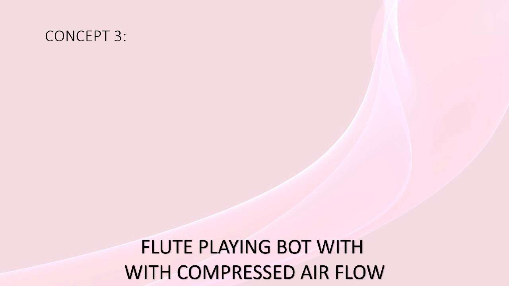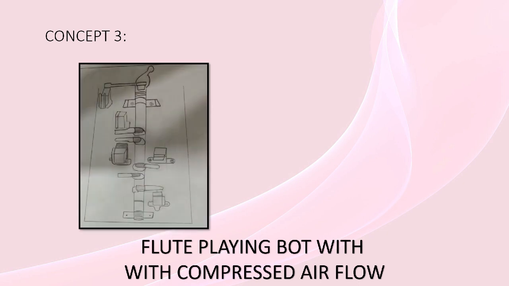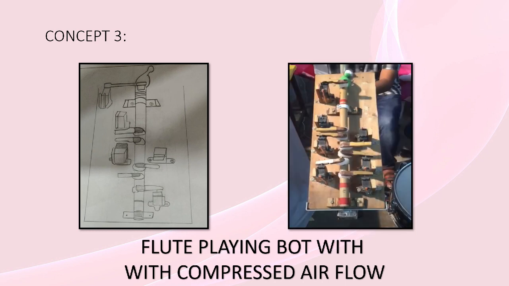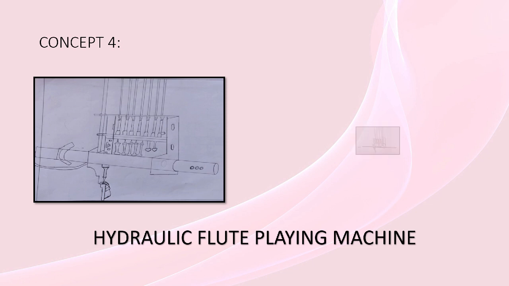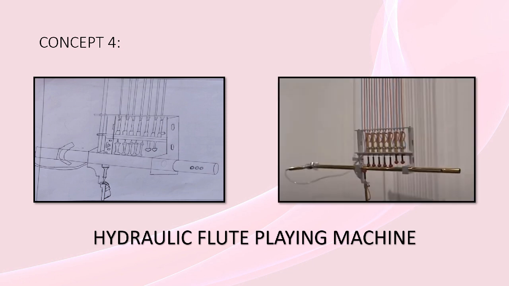The third generated concept is flute playing bot with compressed airflow. This concept includes several plastic caps which act as human fingers, leading to the creation of sound. The airflow to the flute is provided in a compressed manner by the automatic air blower. The last generated concept includes hydraulic flute playing machine. Several hydraulic tubes act as human fingers and help in playing the tune. The airflow to the flute is also provided by hydraulic mechanism. It does not provide any provision for barrier creation after a particular tune gets completed.